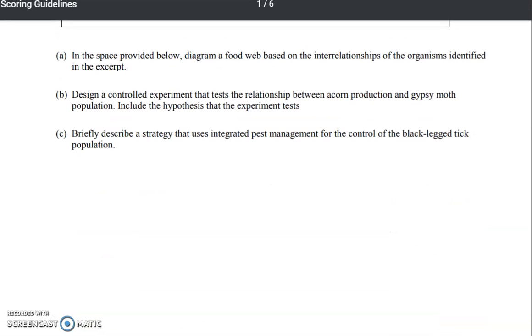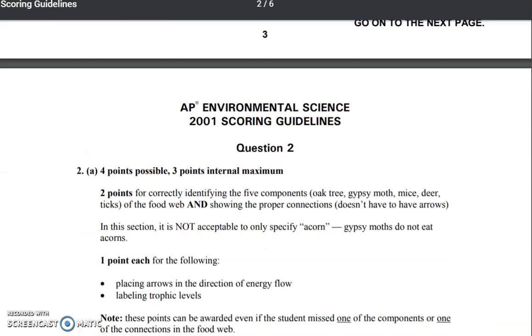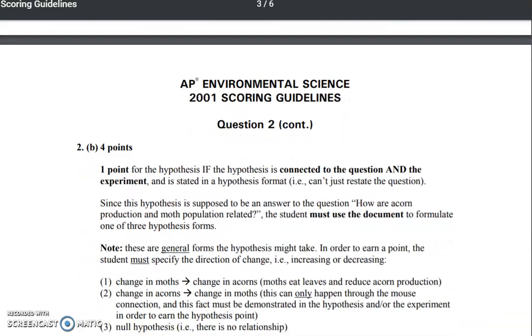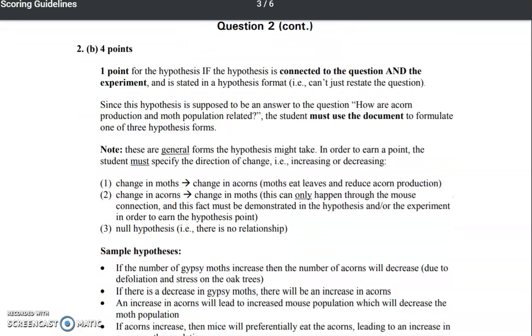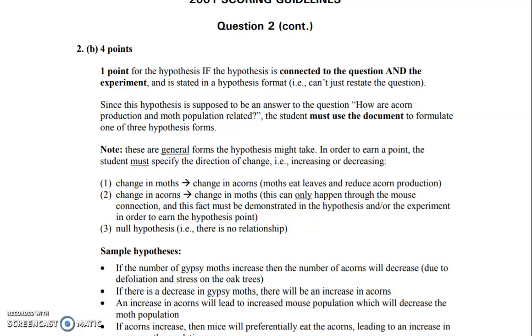Design a controlled experiment that tests the relationship between acorn productivity and gypsy moth population. Include the hypothesis that the experiment tests. Back in the day, there used to be these bonus points available in here. You don't have those anymore. It's spelled out so much clearer.